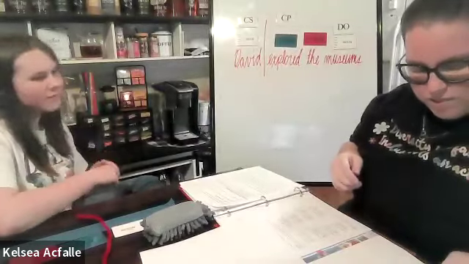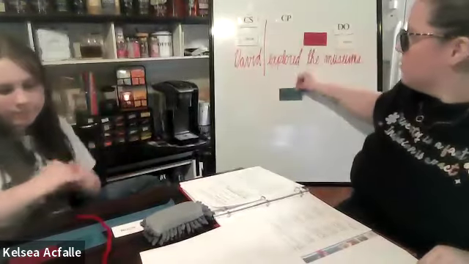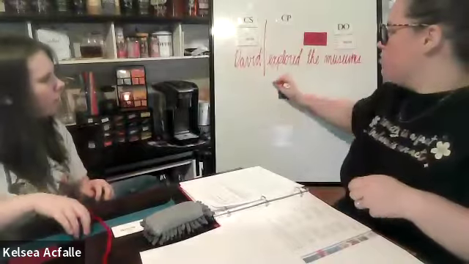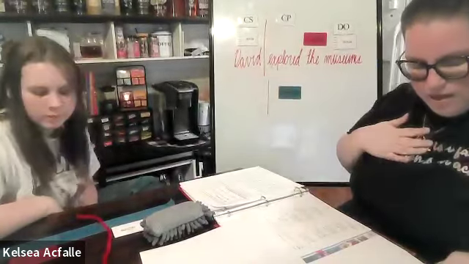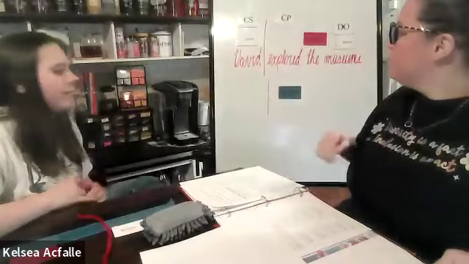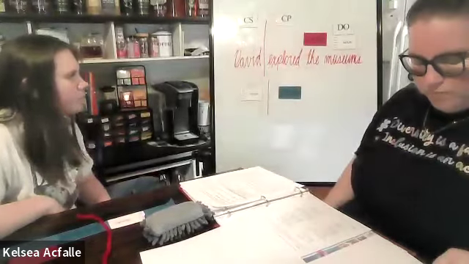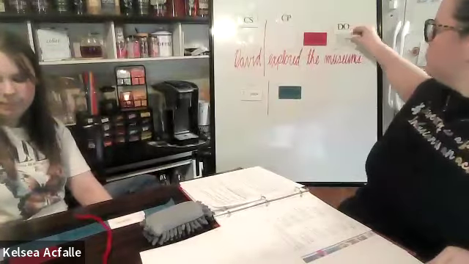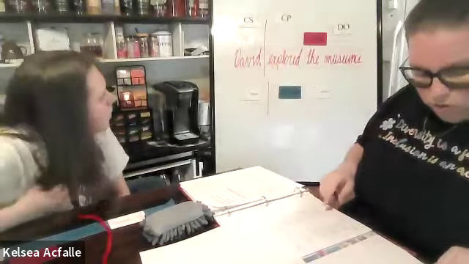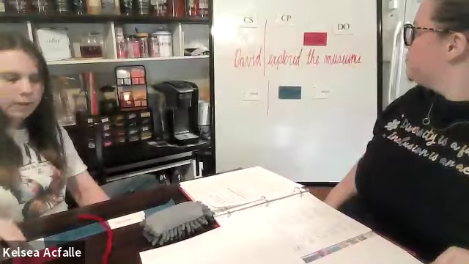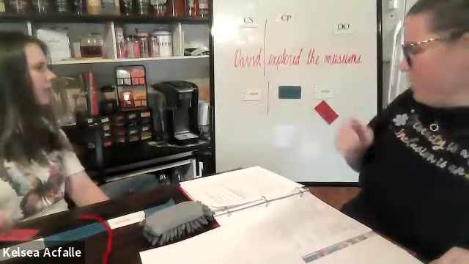Okay, let's label this down to our top line. What is the action of the sentence? That is explored. Who explored? David. David is our noun. Good. Explored what? Museums. Which is a noun. Good. And what type of museum? The museum, which is an article. Yep. And so it goes like that. Very good job. You got it.